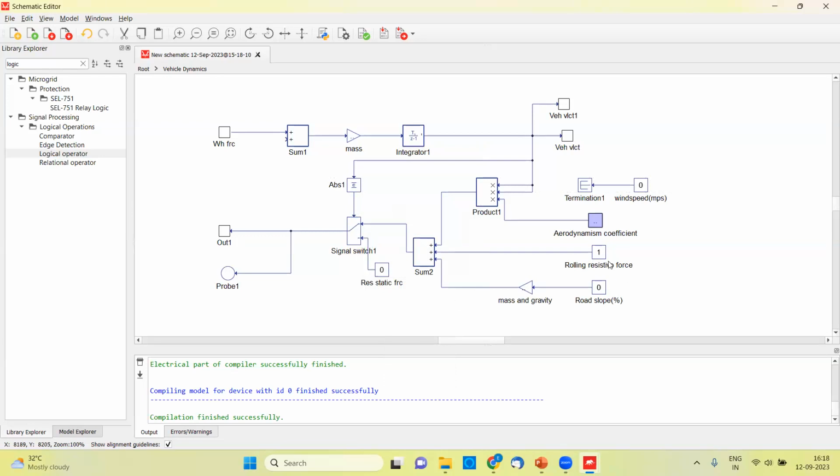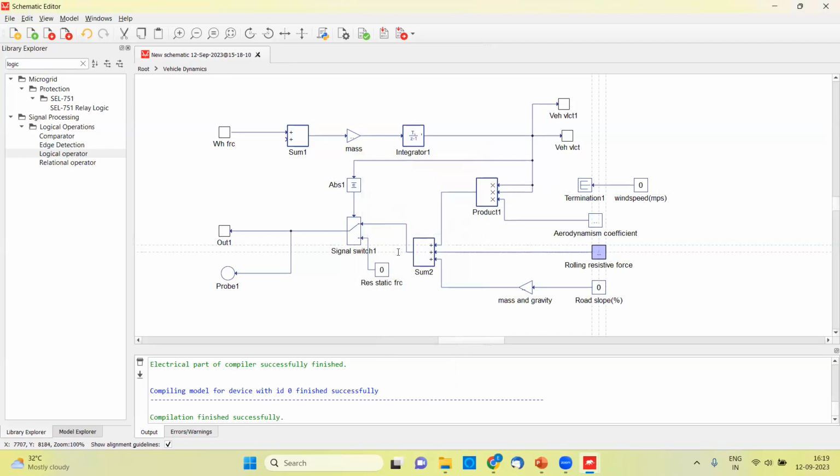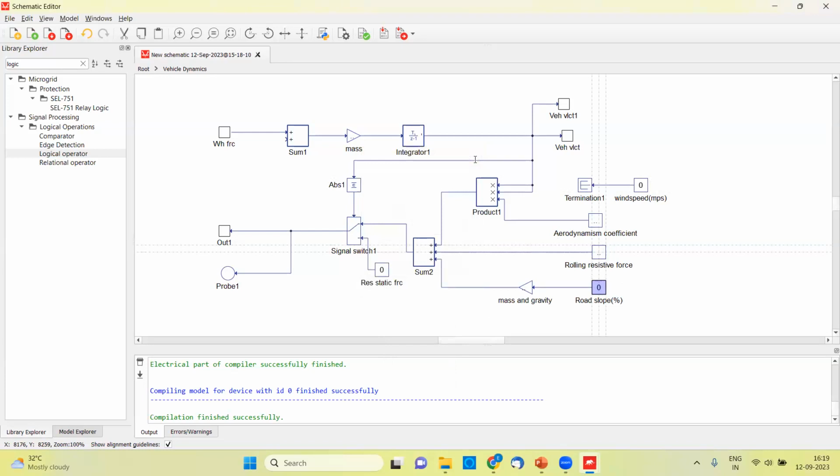Next, I'm having rolling resistive force. So now this is the rolling resistive force. The value is 135.77. So this is the total calculated rolling resistive force. We have not taken each component separately. The execution rate for the model is TS. Road slope constant is 0 and execution rate is TS.